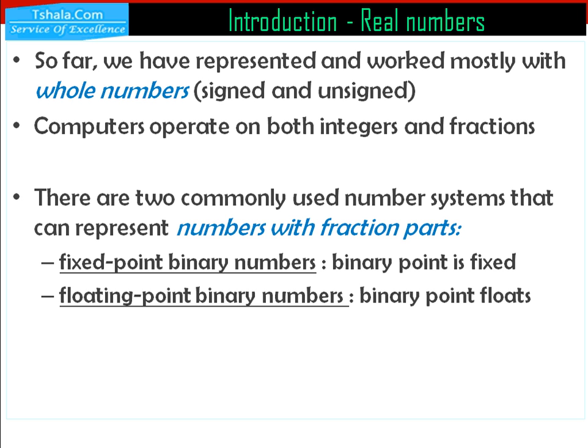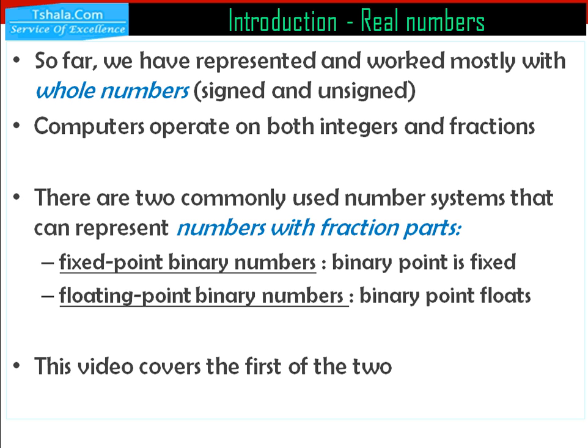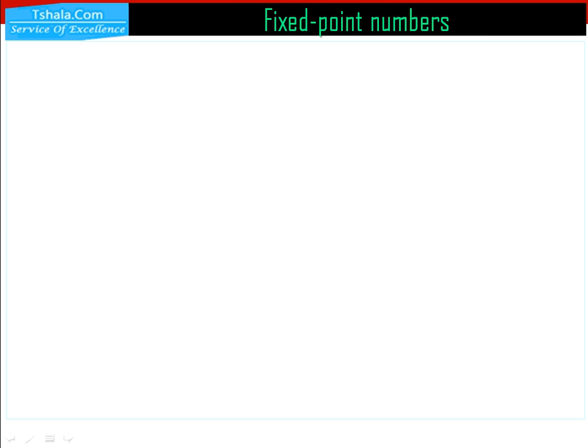Now, in fixed point, the binary point is fixed. In the floating one, the binary point floats. When we use decimal, we call that point a decimal point. When we have binary numbers, we call that a binary point. This video is going to cover fixed point binary numbers.